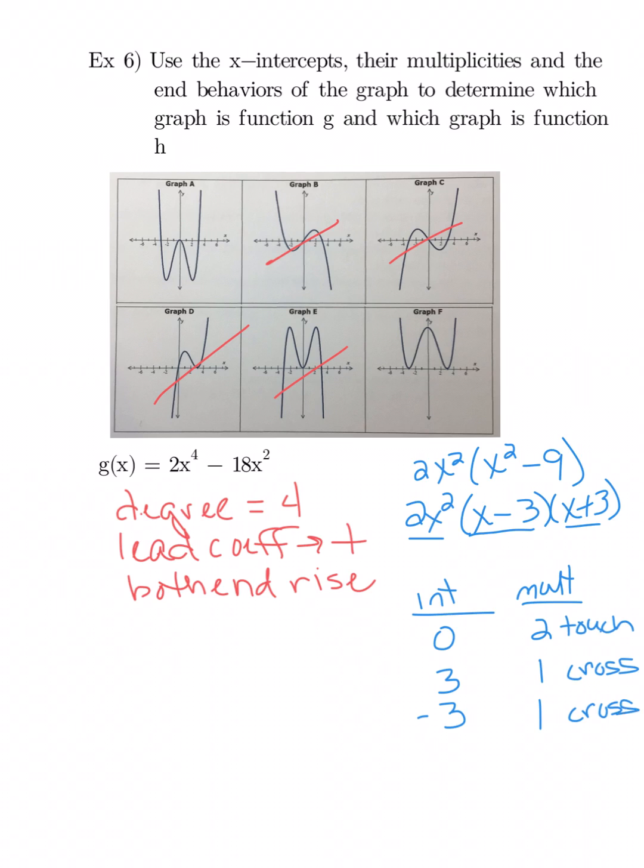So which of the graphs have us touching at x equals 0 and crossing the x-axis at 3 and -3? That's happening on graph A. Here's where we are touching at 0. Here's where we are crossing at -3. Here's where we are crossing at +3.